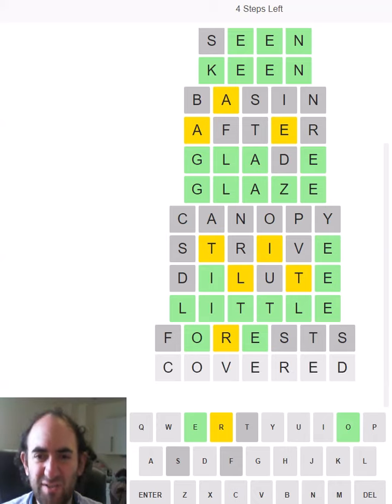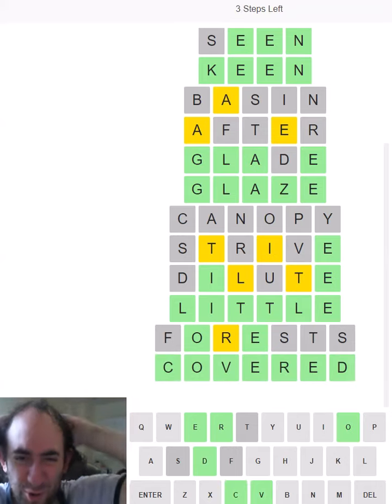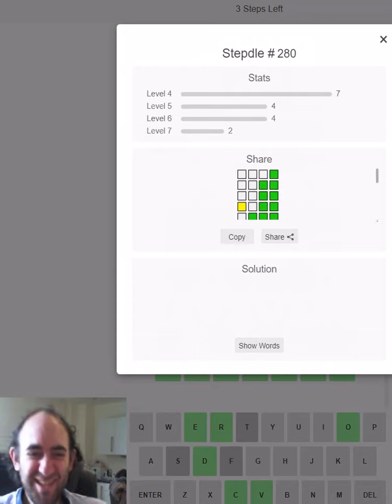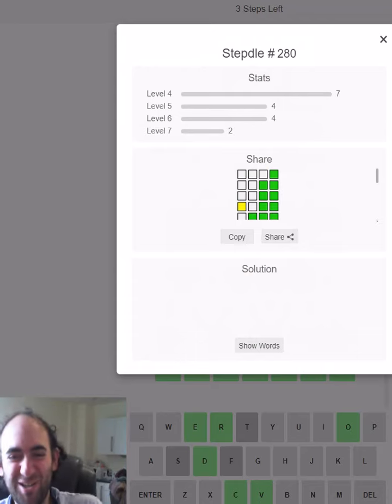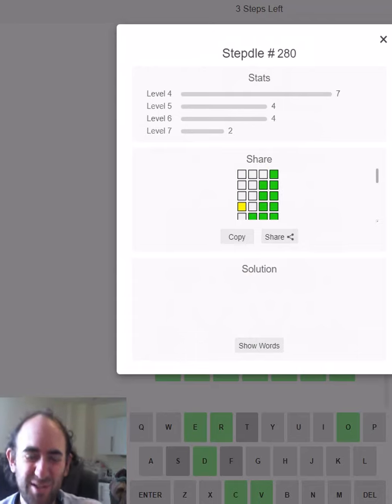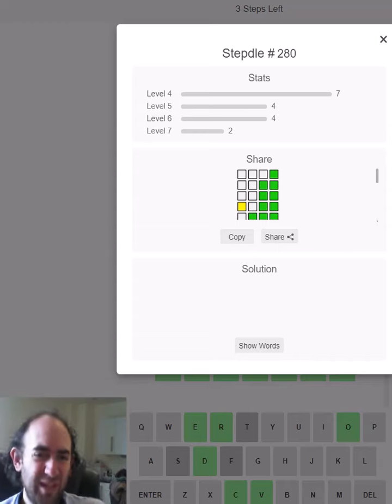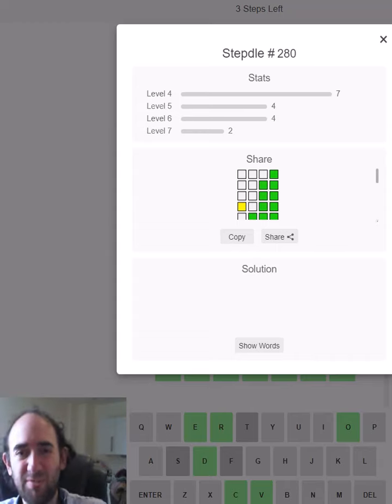Let's try covered. See if it is a duplicated E. Oh, not only is it a duplicated E, but a bit of inspired guesswork there gives us the correct word. Very lucky, but it was just the first thing I thought of that fitted. So, that is Stepdle in 17. That's not great. Only 3 guesses left, actually. So I'm glad that last one wasn't too difficult. But that's what happens when you get into a hard mode trap on the first level. Anyway, we got there in the end.